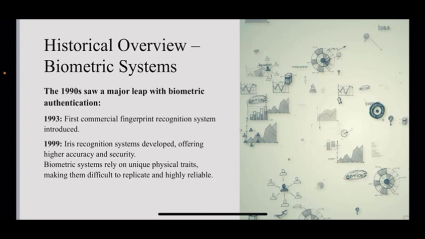Today I will complete what Abdulaziz said. Historical overview: biometric systems. The 1990s saw a major leap with biometric authentication. In 1993, the first commercial fingerprint recognition system was introduced. In 1999, iris recognition systems were developed, offering higher accuracy and more secure biometric systems. They rely on unique physical traits, making them difficult to replicate and highly reliable.